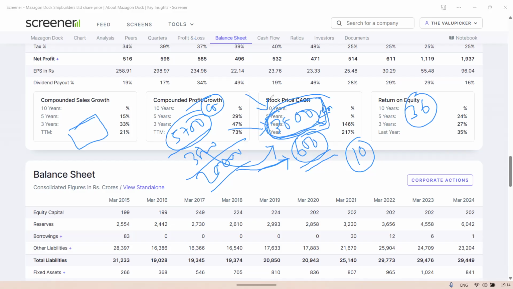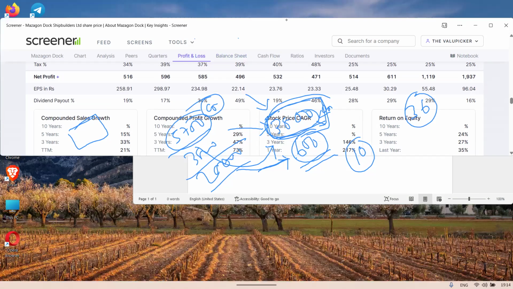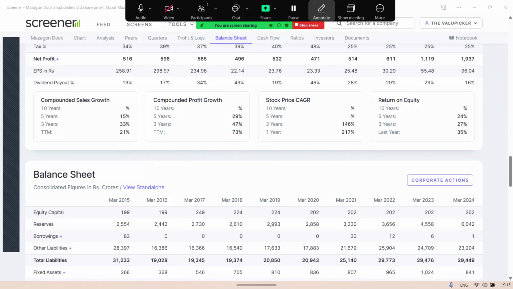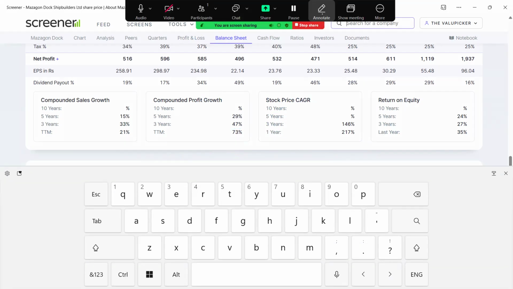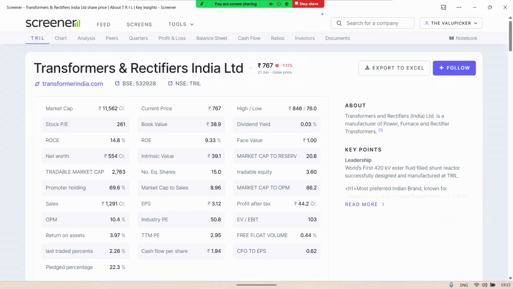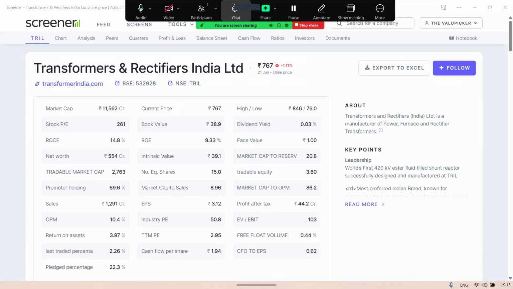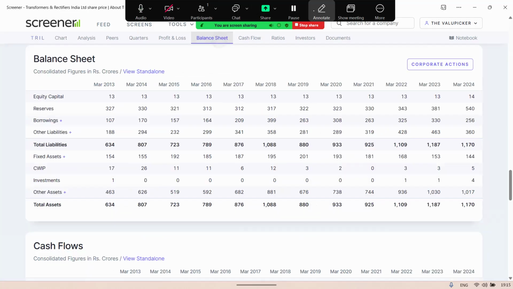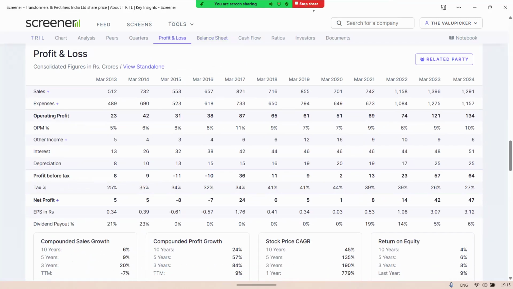Now I'll explain another sector as well. Now come to Tree. Now all are getting mad about Tree. Now all are chasing Tree. But if you look at a few things, let's take an example.